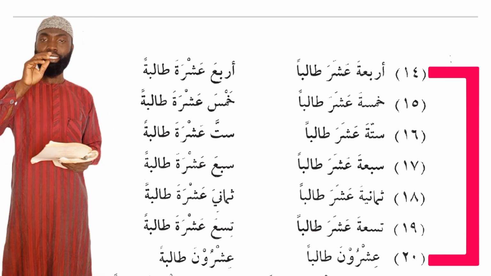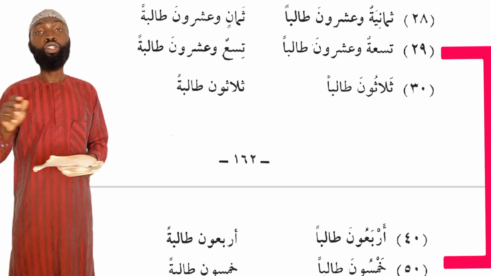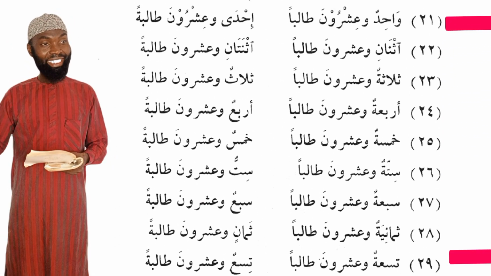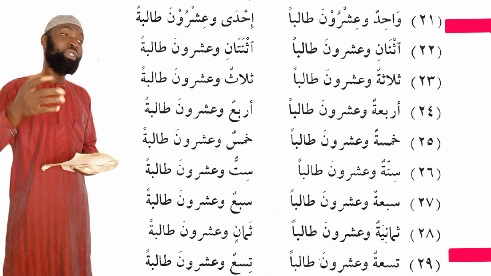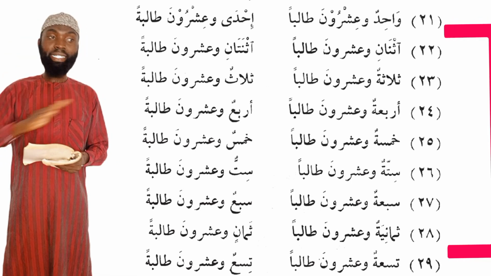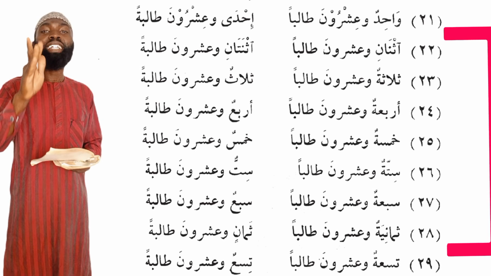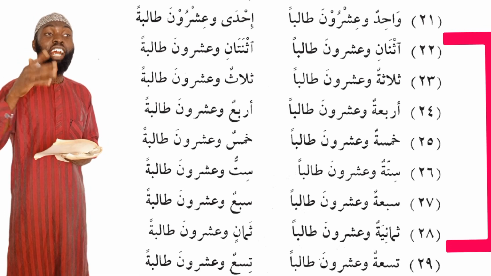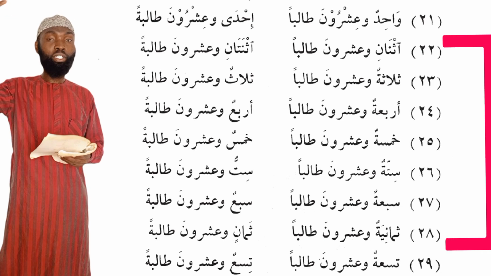MashaAllah. Now, to count numbers 21 to 29, just as we have 31 to 39, 41 to 49, all these will be the same. They are counting. So now let's learn how to count 21 to 29, so we can use it for 31 to 39, 41 to 49, all.